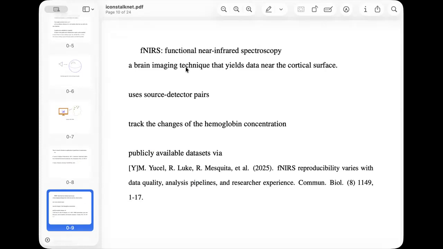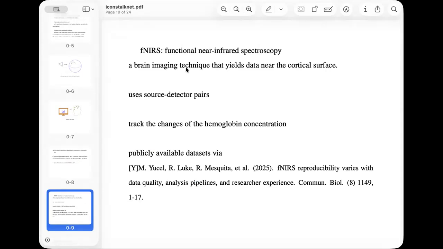fNIRS is functional near-infrared spectroscopy. It is a brain imaging technique that yields data near the cortical surface. It uses source detector pairs. The idea is based on tracking the changes in the hemoglobin concentration. It is a non-invasive, portable, and inexpensive technique.